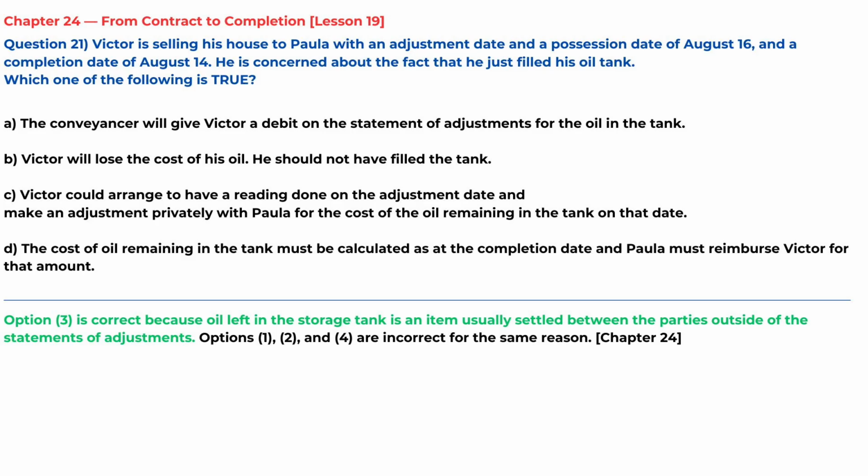Question 21. Victor is selling his house to Paula with an adjustment date and a possession date of August 16th and a completion date of August 14th. He is concerned about the fact that he just filled his oil tank. Which one of the following is true?